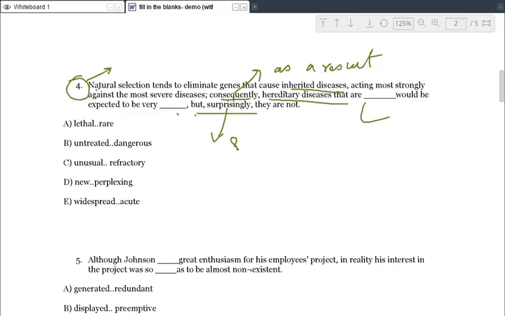So there is a surprise, right? There is a surprise, correct? That means what is happening in this particular part of the sentence is not going well with this particular part of the sentence. People, are we clear?